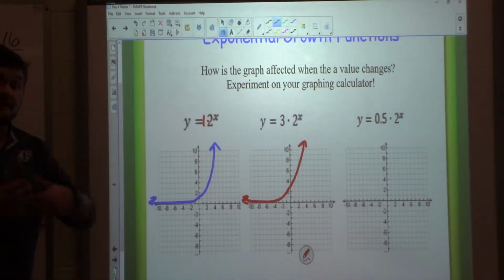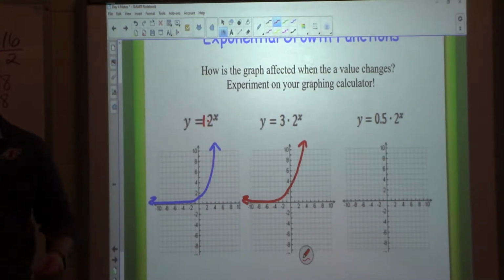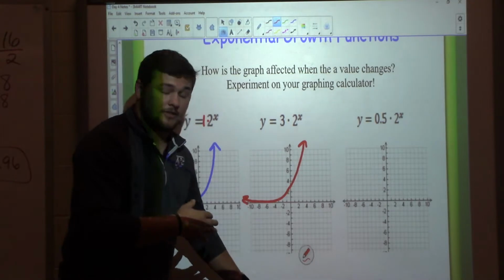Like I said, we'll never make you graph these on tests. You might have to, like on the homework tonight, match graphs with their equations, but you're never going to have to draw them.